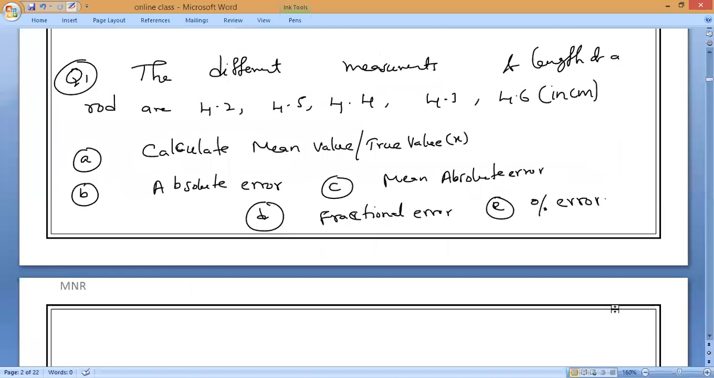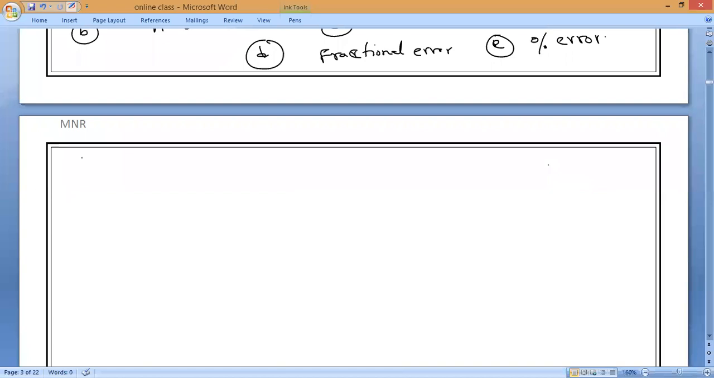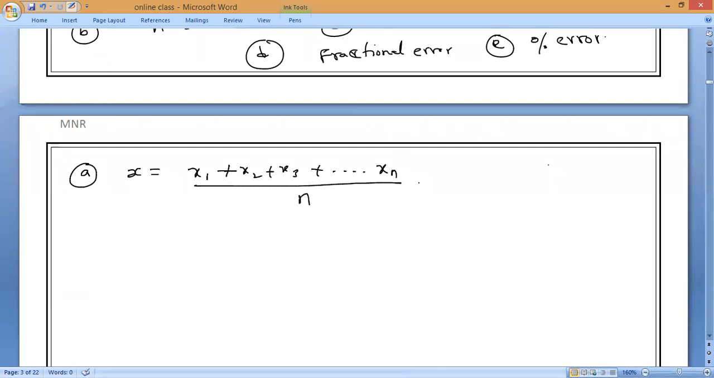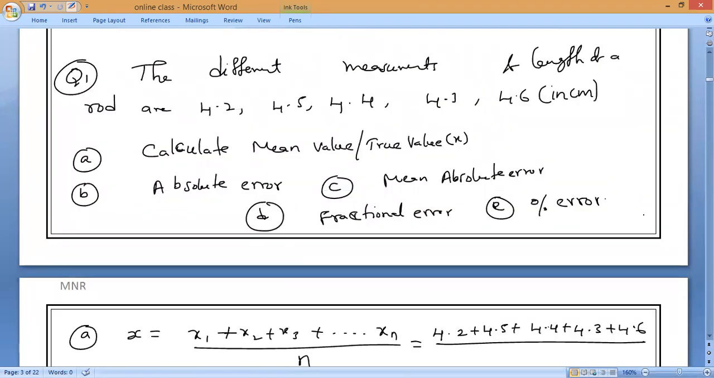Now let us find the first one: calculate the mean value, or true value. What is the formula? The mean value x is equal to the sum of all the data, x1 plus x2 plus x3 and so on till xn, divided by n. Substitute the given values: 4.2 plus 4.5 plus 4.4 plus 4.3 plus 4.6, divided by how many values they have given? Totally 5.